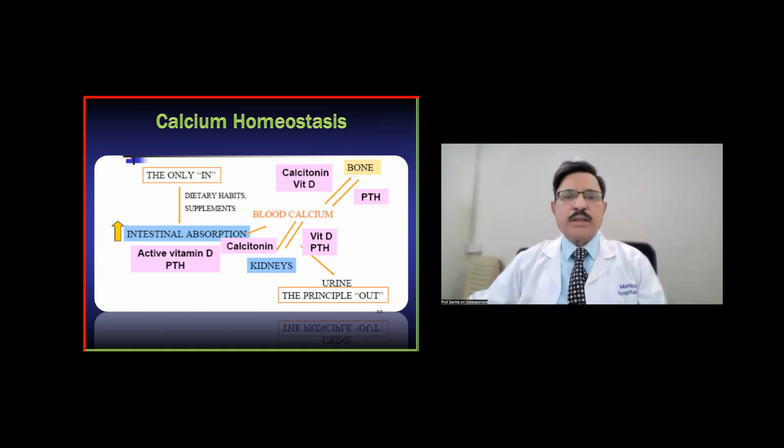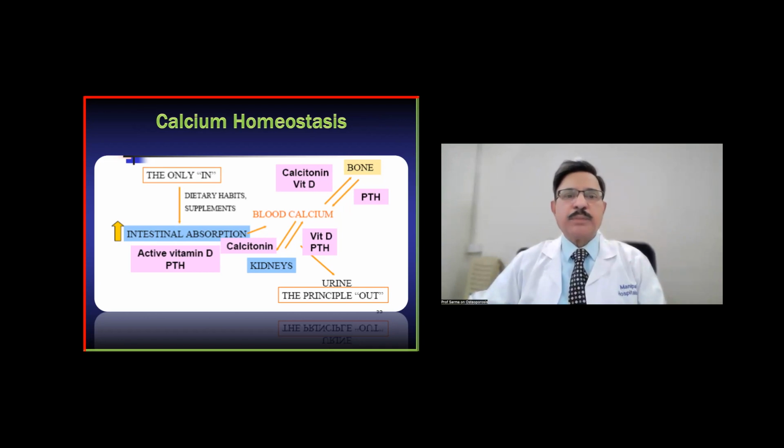Okay, there is calcium in the blood. The intestinal absorption gets the calcium into the blood. This calcium is exchanged between the bone and the kidneys. Okay, so for the calcium to go into the bone, we require PTH, parathyroid hormone, for deposition. Again, for the bone to get the calcium, you should have calcitonin and vitamin D.